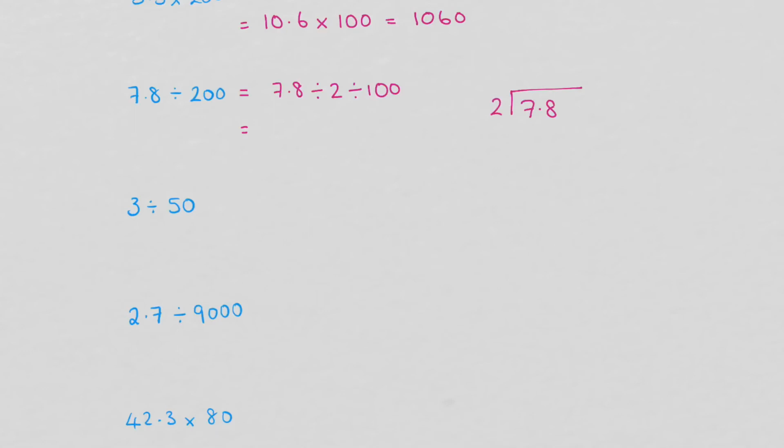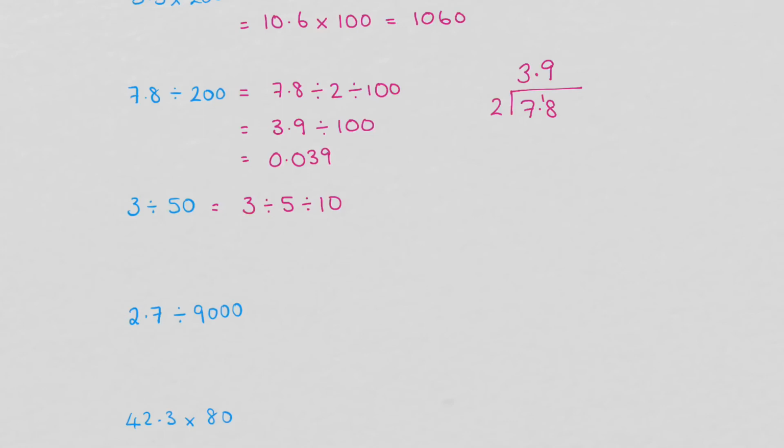So 2 into 7 goes 3 times, remainder 1. And then 2 into 18 goes 9. So that's 7.8 divided by 2 is 3.9. So we're dividing that by 100. So dividing by 10, so moving 1 space to the right, would give us 0.39. So we need to move another space to put the 3 into the second decimal place. So that's 0.039. Okay, so 3 divided by 50 is 3 divided by 5 divided by 10.